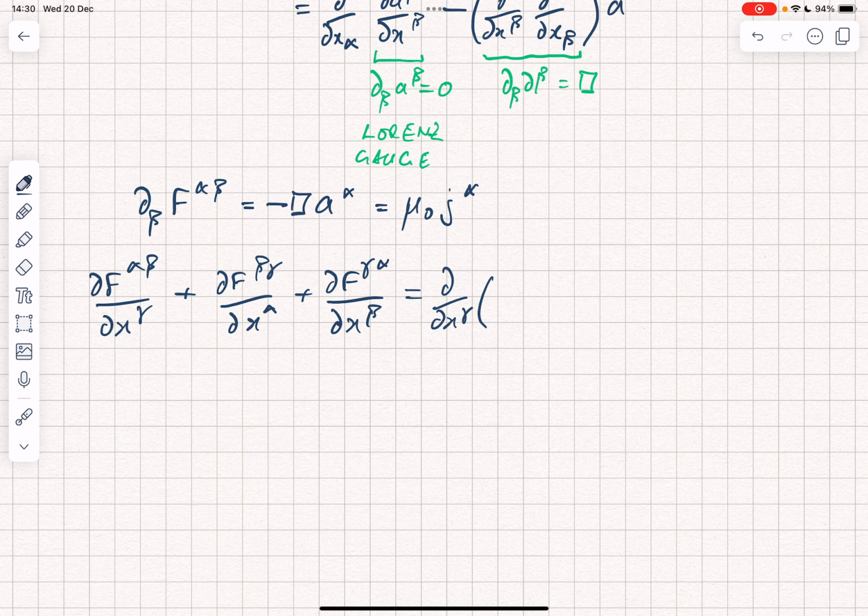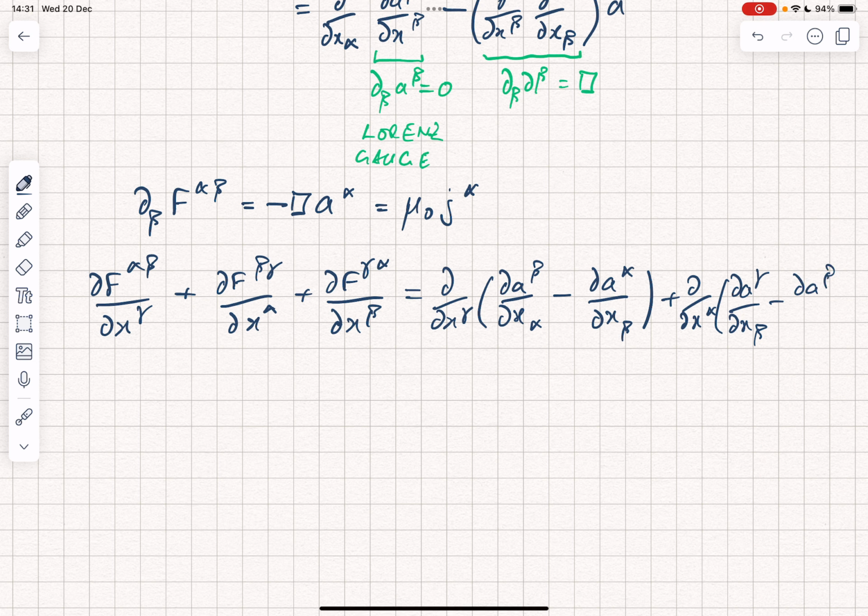We get d by dx gamma into dA upper beta by dx lower alpha minus dA upper alpha by dx lower beta. We have d by dx upper alpha into dA gamma by dx beta minus dA beta by dx gamma. And notice you need to keep track of which is upper and which is lower, plus d by dx beta into dA alpha by dx gamma minus dA gamma by dx alpha. Okay, so now let's just start gathering terms. We'll notice first of all that we've got an A alpha and an A alpha. We've got a beta and a gamma, and we've got a minus sign and a plus sign. So that's looking quite hopeful.